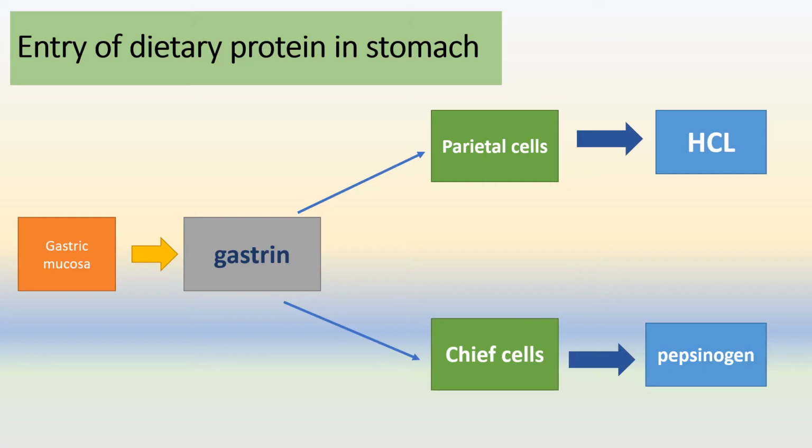So let us begin with the topic, that is protein digestion. The entry of the dietary proteins in the stomach stimulates the gastric mucosa to release the hormone gastrin. The released hormone gastrin, in turn, stimulates two types of cells of the gastric glands, that is parietal cells and chief cells. The stimulated parietal cells release hydrochloric acid into the stomach, whereas the chief cells are stimulated to release a zymogenic form of enzyme, that is pepsinogen.